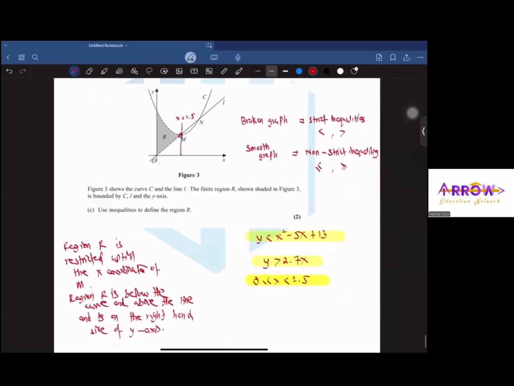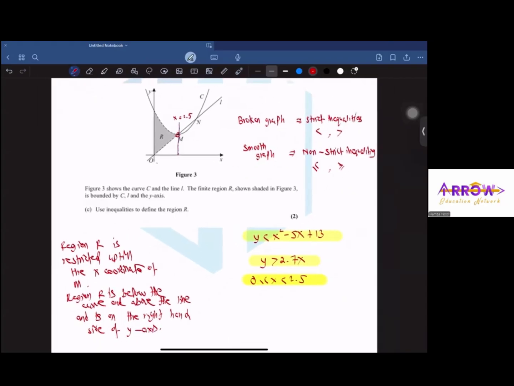Okay, if you do not restrict the region R up till the x coordinate of M, you would have to shade this region as well. However, this is not the case over here. So therefore, your answer is defined by three inequalities over here.